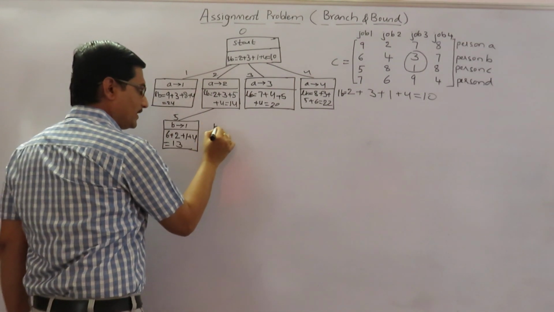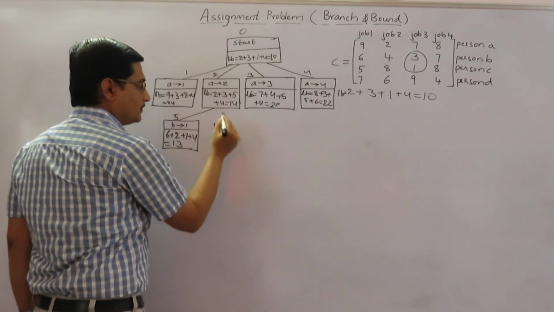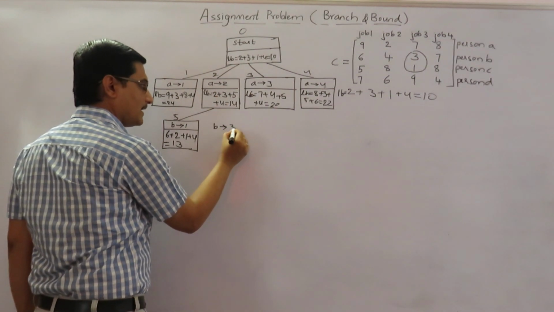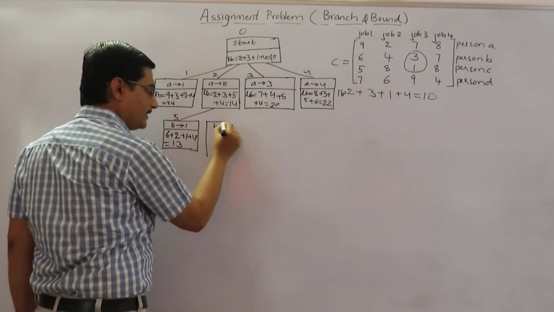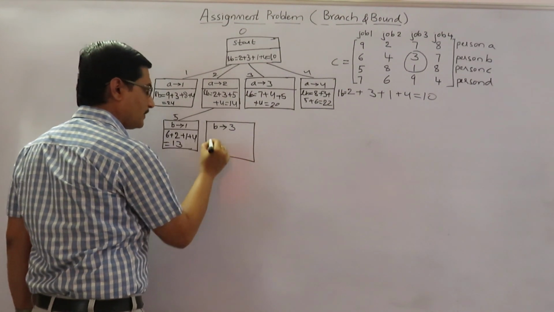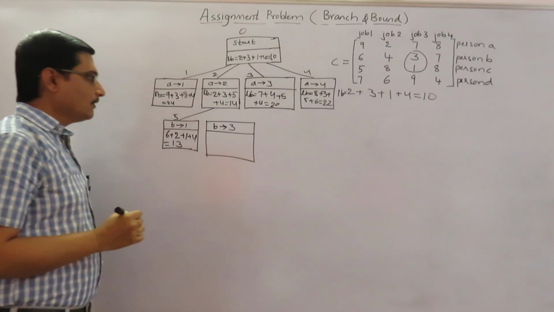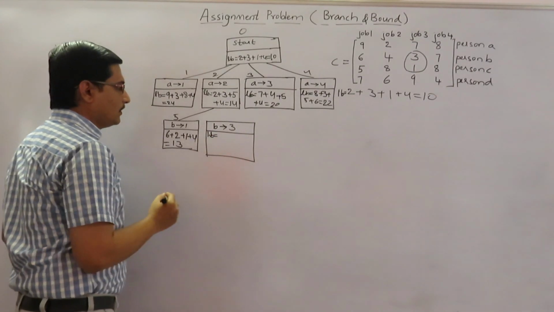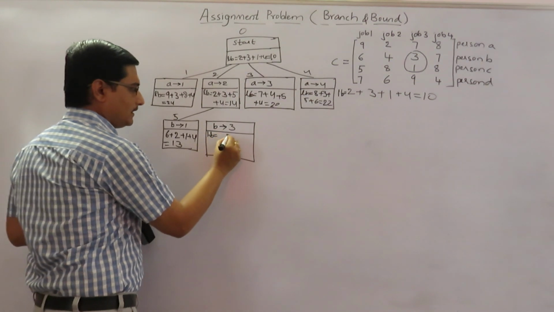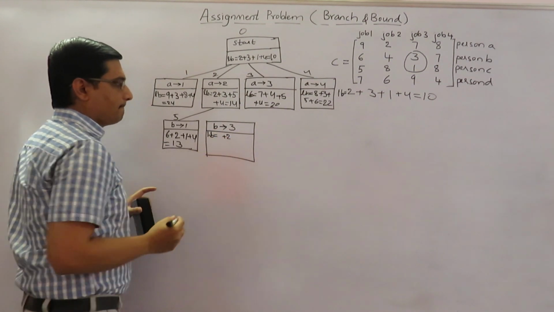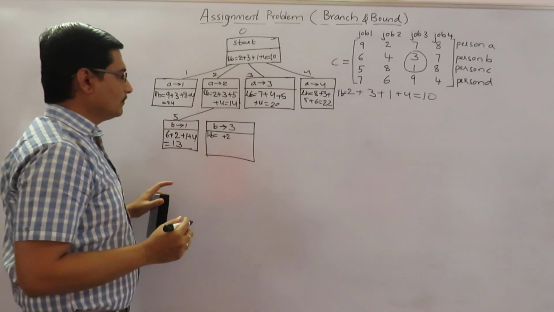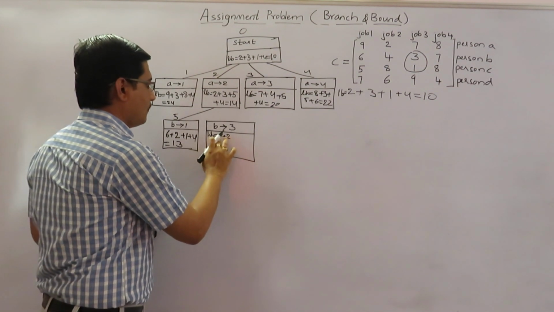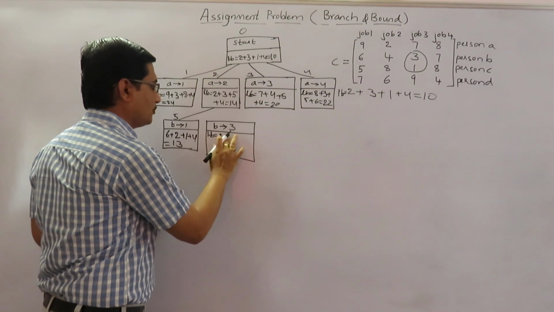Next, job 2 is already assigned to person A, so we can think of assigning job 3 to person B. If we assign job 3 to person B, what will be the cost of it? So job 2 is already assigned to person A.